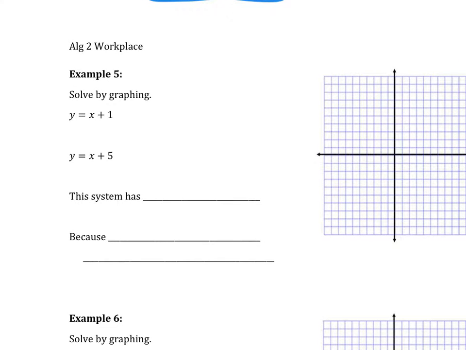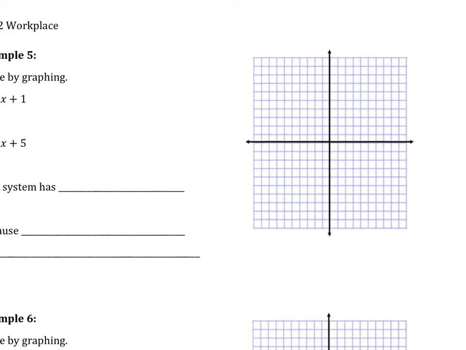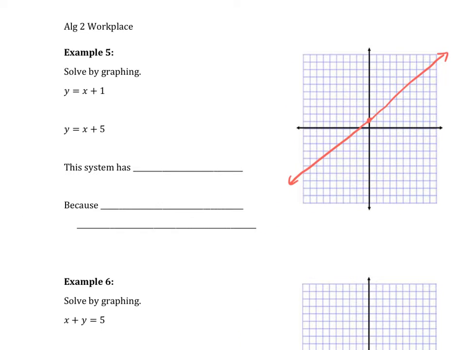All right, example 5, solve by graphing. So if we can graph these by hand, our first one has a y-intercept of 1 and a slope of 1. Our second one has a y-intercept of 5 and a slope of 1. What do you notice about these 2 lines? They're parallel, so what does that mean? They have the same slope, which means that they'll never cross, so there's no solution.